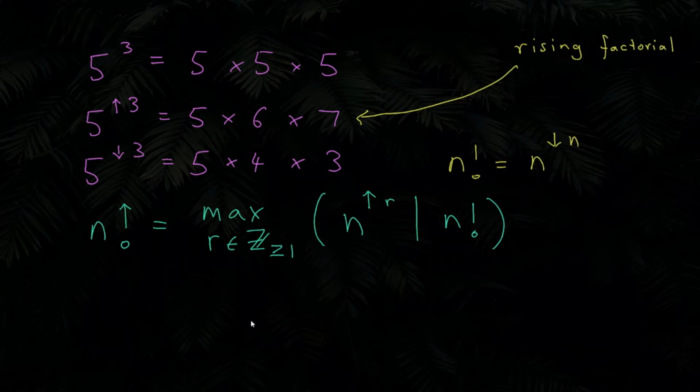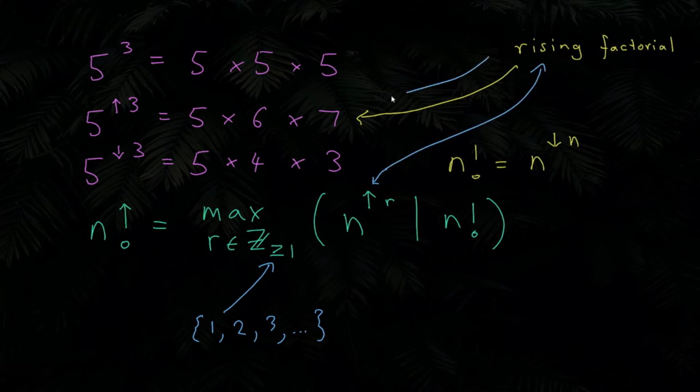Okay, so let's just go over what all this notation means. This refers to the whole numbers, so 1, 2, 3, etc. This is the rising factorial. It's this thing that we talked about back here. And this line means is a factor of.